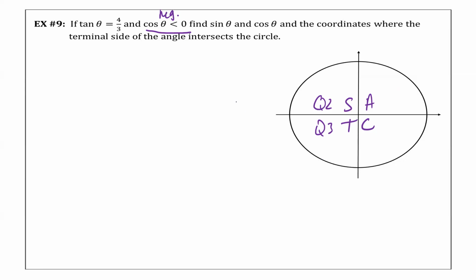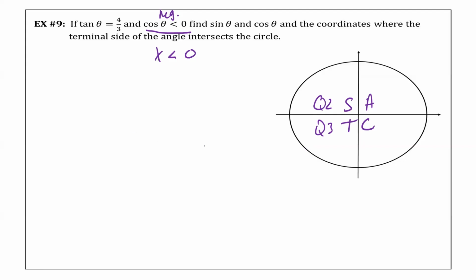The other thing that translates to is you're just asking, when do you have negative x's? And my x's are negative in quadrant 2 and in quadrant 3. NEG for negative.